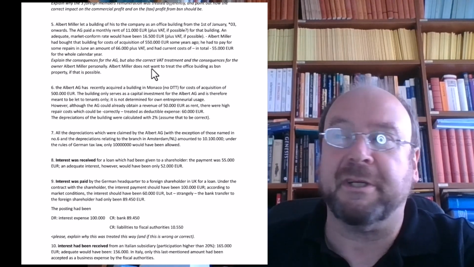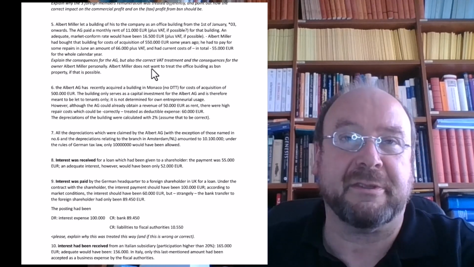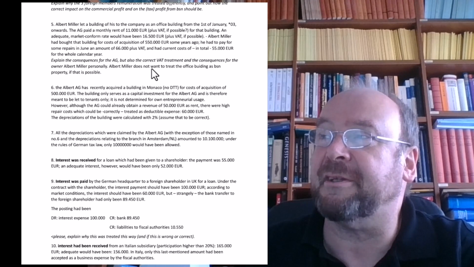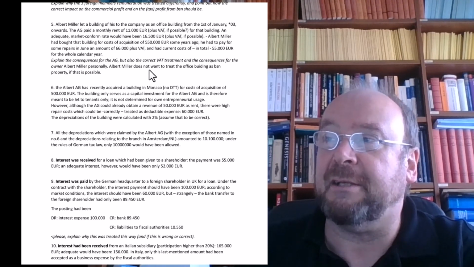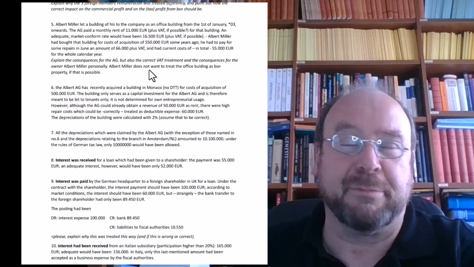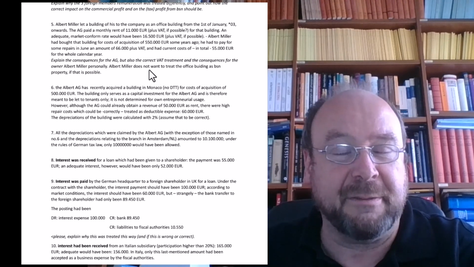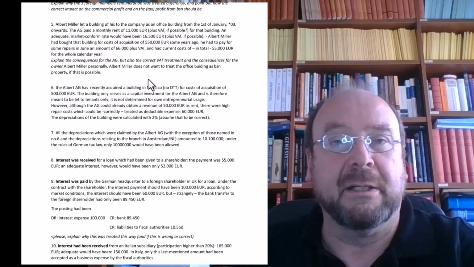Here you are required to comment on the consequences for the AG, but also the correct VAT treatment and the consequences for the owner, Albert Miller, personally. Albert Miller does not want to treat the office building as a business property under his income tax declaration, if that is possible.